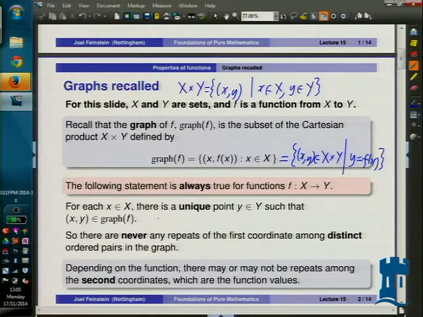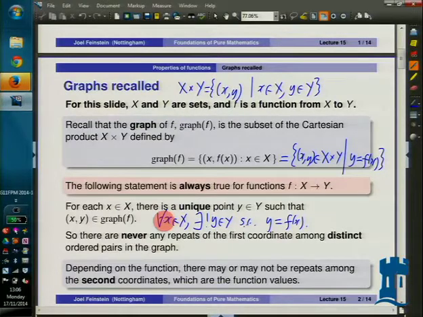You could write that in math symbols as, for all x in X, there exists a unique y in Y such that y equals f of x. That tells you something about not getting repeats of the first coordinate is what I'm trying to say. If you repeat the first coordinate, you've got to repeat the second coordinate with it, which means it's only really one point in the graph.